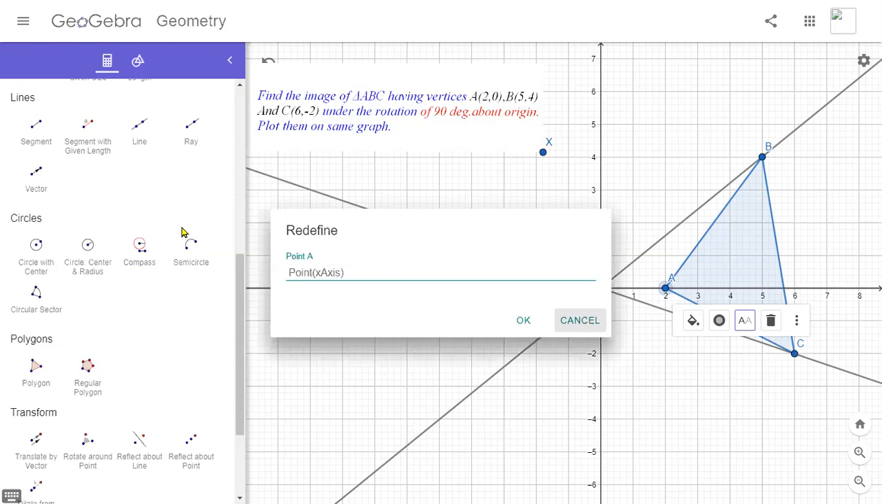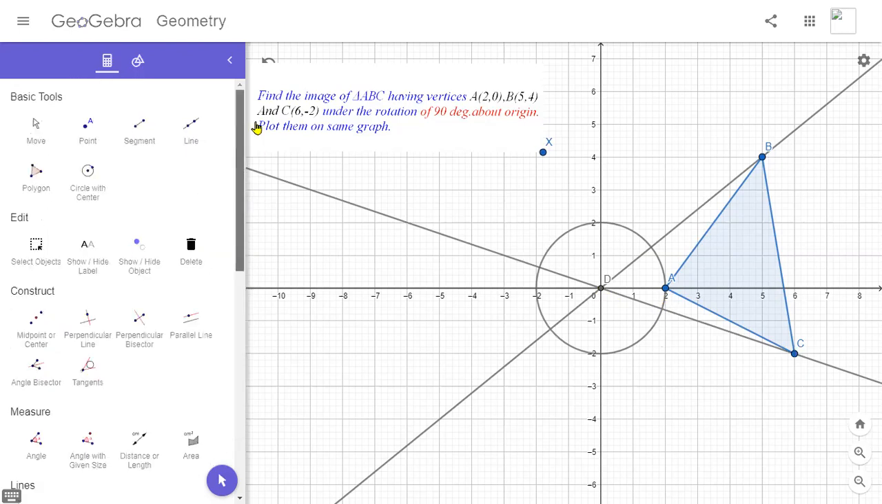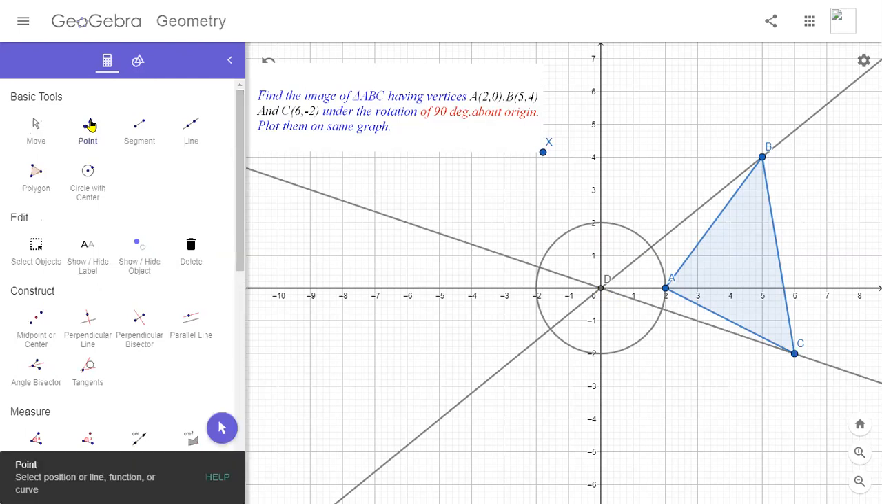Okay, let me just construct a circle. This is point D and this is point A. This is the circle of the radius dA, and the center of this circle is the center of this rotation. By taking the center of this circle as the center of the rotation, we have to construct the circle like this. And we have to mark the point of the intersection to identify the image point of the vertex A.